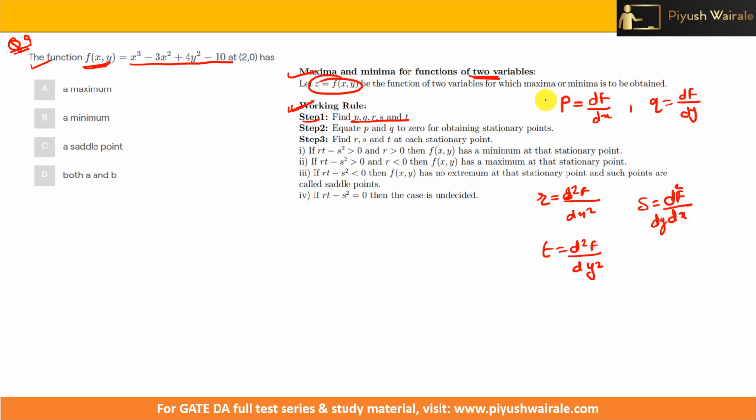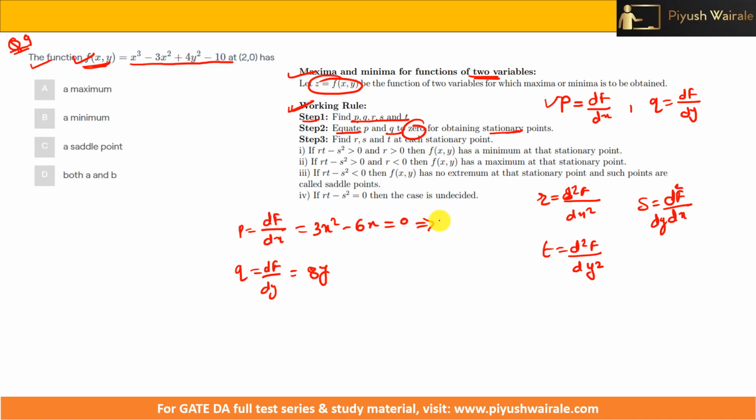So please keep a note of what is p, what is q, what is r, what is t, and what is s. The first thing is to find out p and q and equate them to 0 to find the stationary point. What is p here? It is df by dx, right? If I differentiate this expression with respect to x, treating y as a constant, what will I get? 3x square minus 6x, right? What about q? It is df by dy. With respect to y, treating x as a constant, I get 8y only, right?